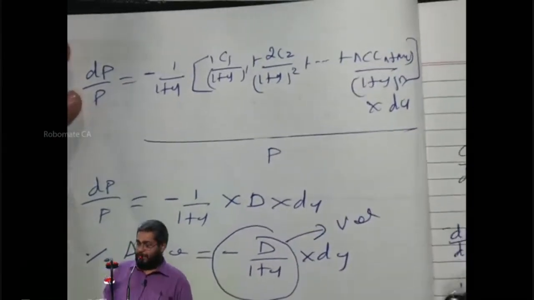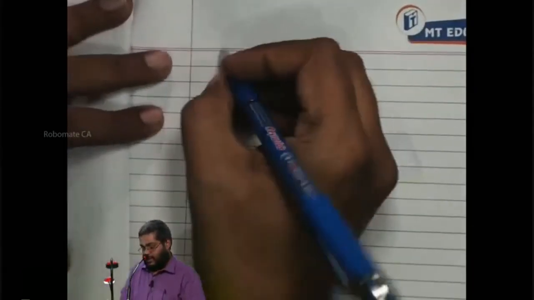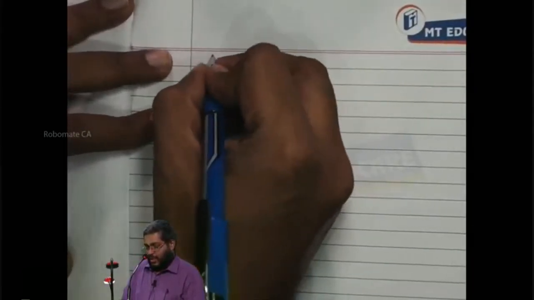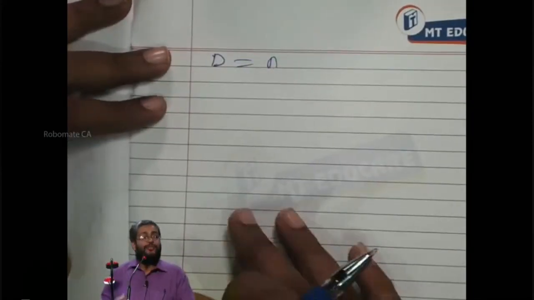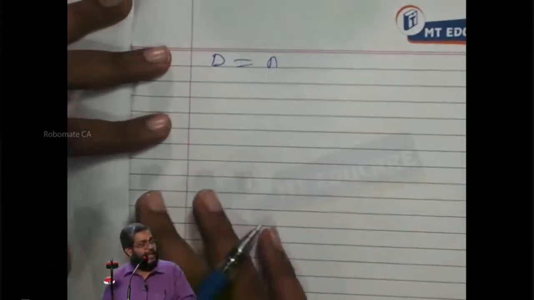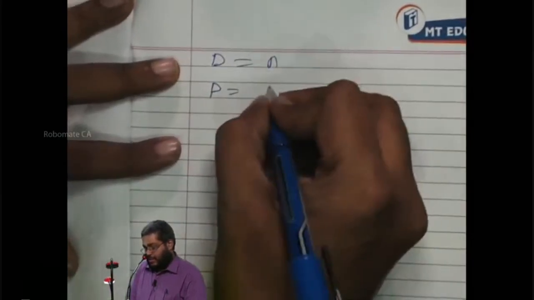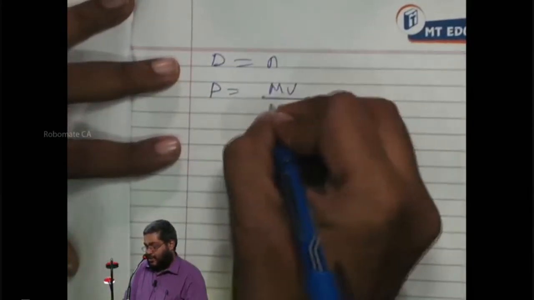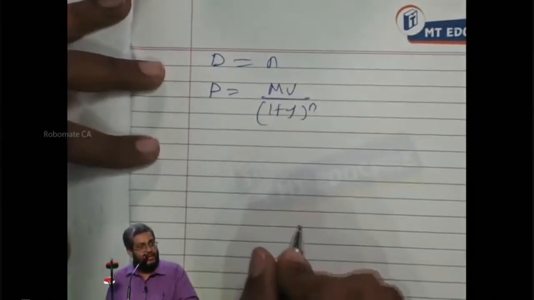Now, tell me. Zero coupon bond is there or not? What is the duration of a zero coupon bond? N years. It is going to be the maturity, yes or no? Now, what is the price of the zero coupon bond? Maturity value divided by (1 plus y) power n. Right? Yes or no?